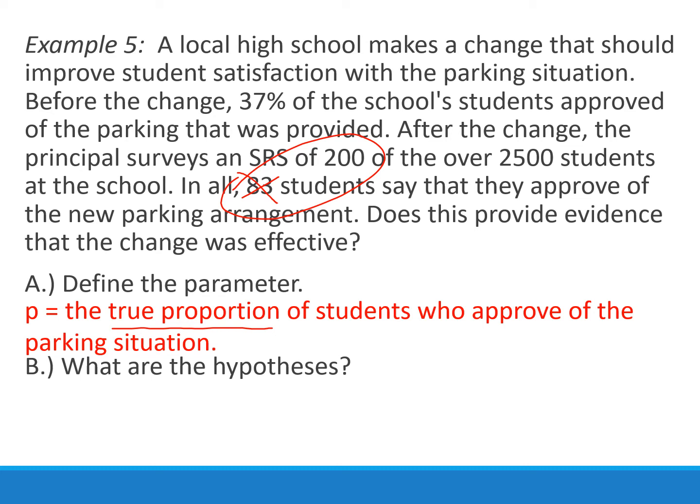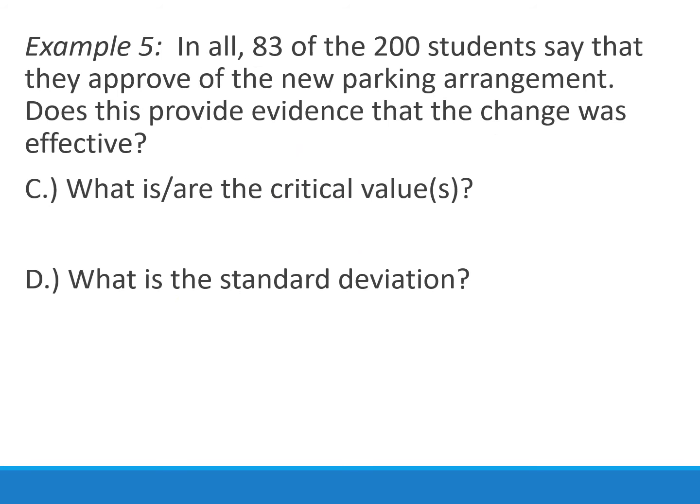So hypotheses, null hypothesis that it's equal to 37%. The alternative is that the change was effective, meaning that more students are happy about the parking situation. So P is greater than 0.37. Next up, we want to find the critical value. And this problem doesn't give us an alpha level, so we're going to default to 5%.